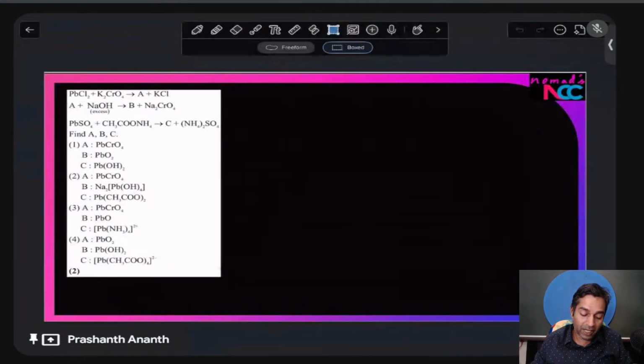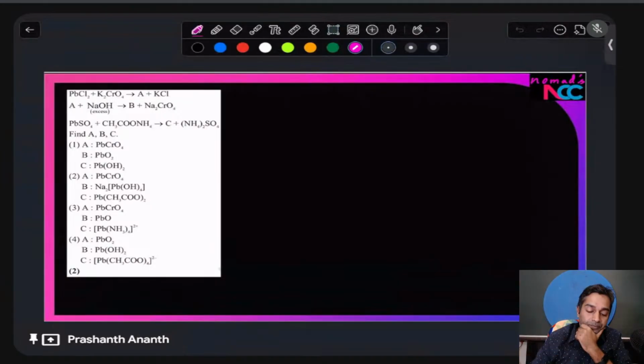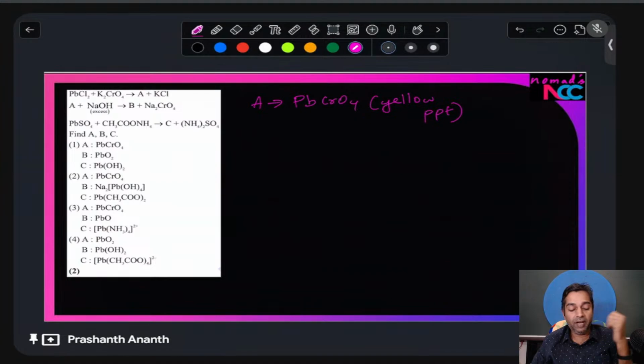The first question looks like this. PbCl2 plus K2CrO4 gives A plus KCl. A is PbCrO4, which is a yellow colored precipitate. This is then treated with excess sodium hydroxide. Initially sodium hydroxide reacts with the lead to form lead hydroxide or sometimes lead oxide as well.